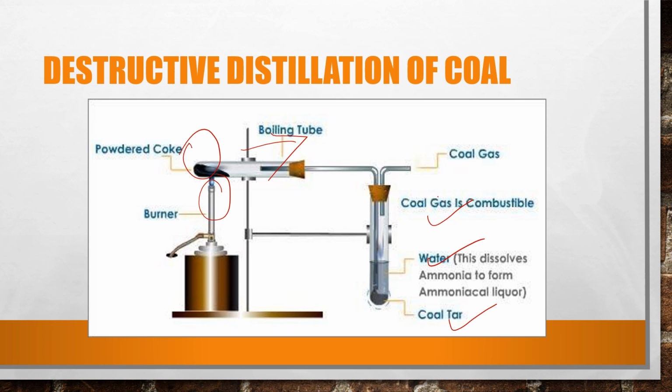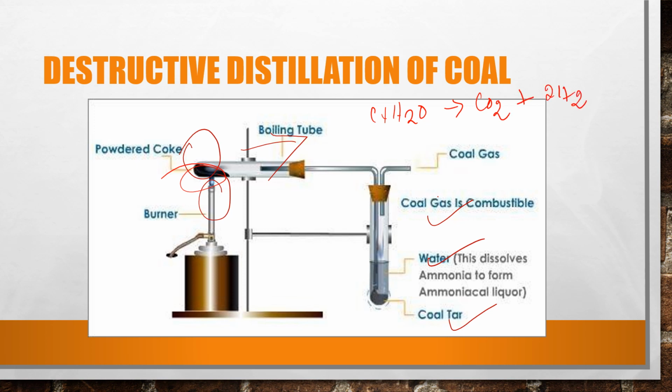So what is coke? Coke is a black solid substance which is left behind as the residue after the destructive distillation of coal, and it is almost a pure form of carbon containing 90% of carbon. So we can say that carbon plus water leads to carbon dioxide and hydrogen, right?